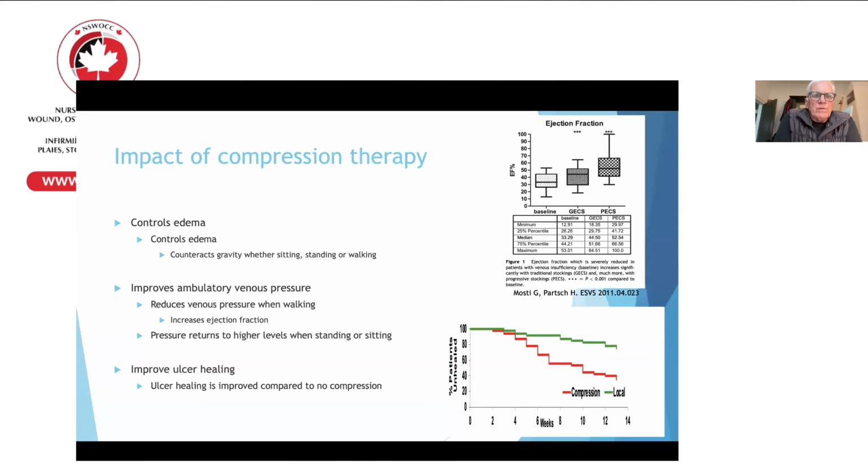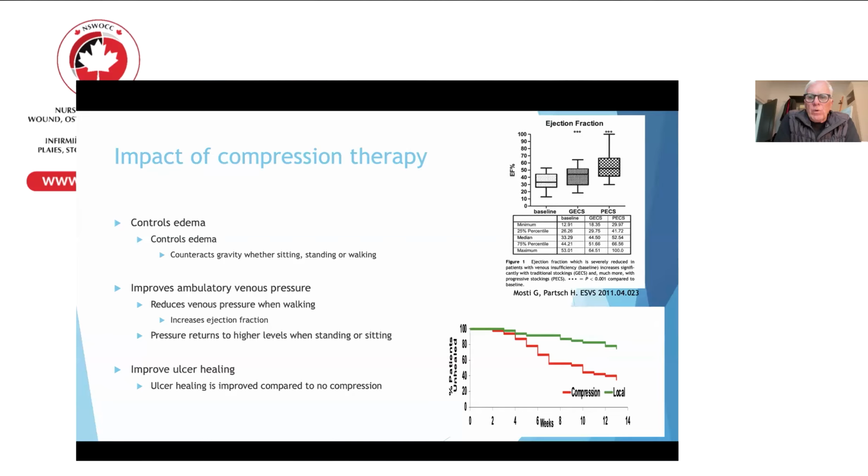But it also improves the calf muscle pump function, and there have been earlier studies looking at the ambulatory venous pressure and showing that that does improve. So it does drop down to a lower pressure if you've got compression on. And just showing you the top right, this is looking at the ejection fraction with different types of compression, and showing you that that does improve with compression. And if it's a graduated compression, it improves somewhat more.